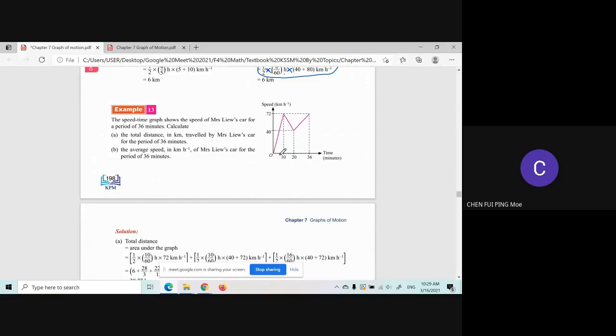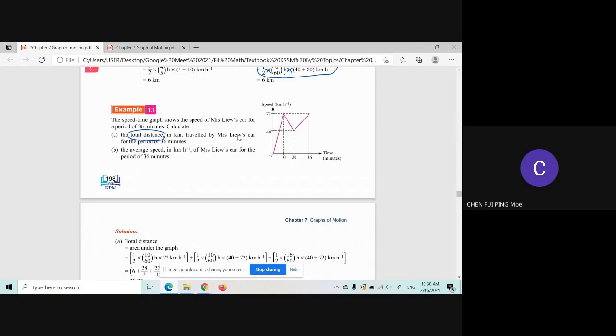minutes in total. Calculate the total distance traveled by Mr. Liu's car for the period of 36 minutes. This is a speed time graph. To get distance from a speed time graph, think about area. So now you need to calculate the area under the curve.